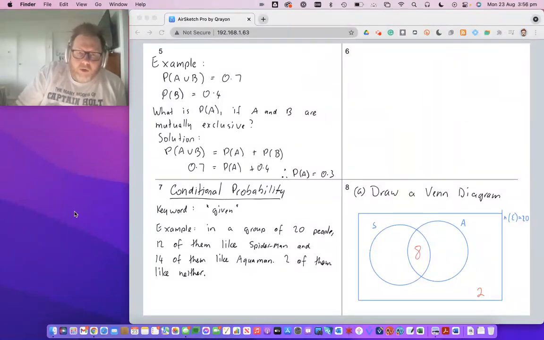Okay, so what does that mean then for Spider-Man? If there are 12 people who like Spider-Man and 8 of them are represented in the intersection, then there are 4 left over here. And if 14 of them like Aquaman, but 8 of them are represented in the middle, then there must be 6 here, because 8 and 6 makes 14. And just to confirm, if I add them up, 4 plus 8 is 12, plus 6 is 18, plus 2 is 20, which is what's represented over here.